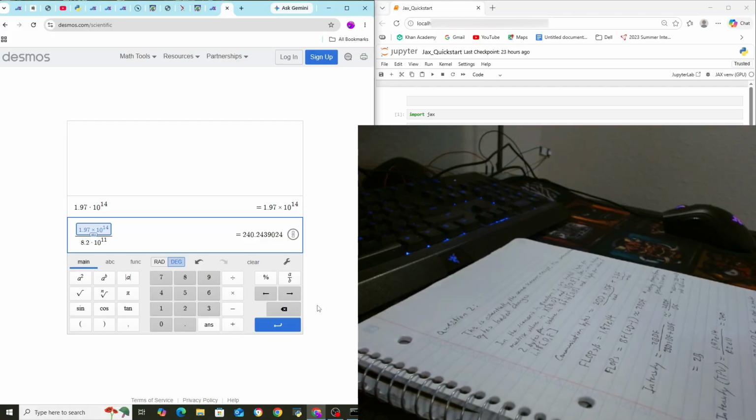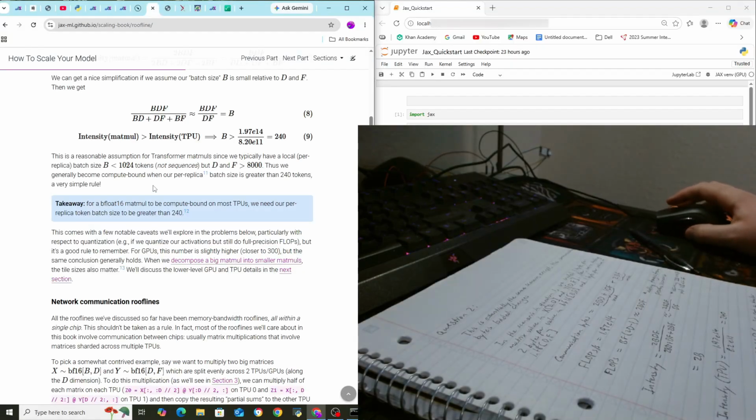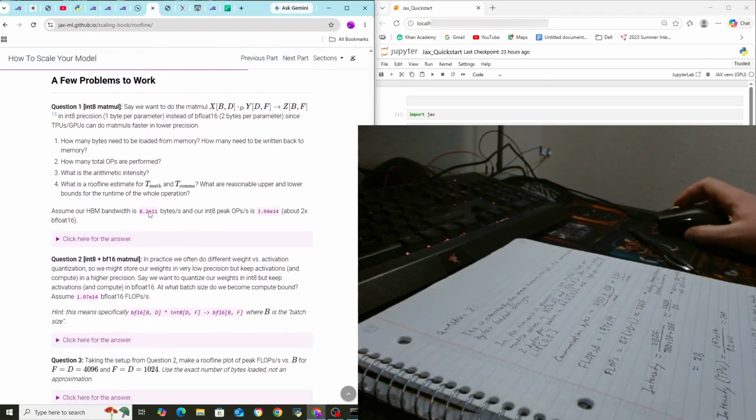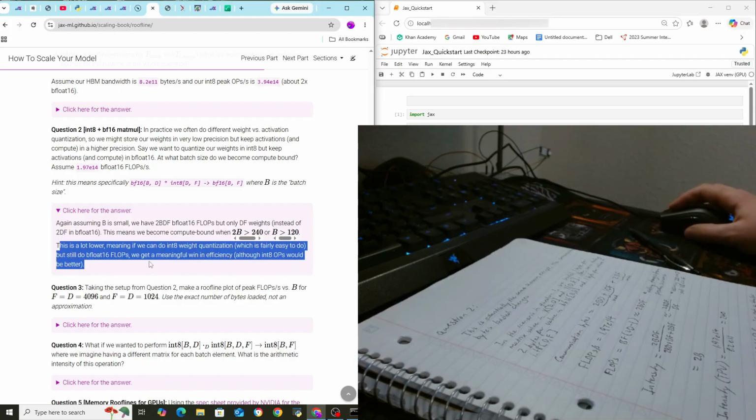And B is greater than 120. Alright, well, let's see what the answer says, if they validate our assumptions or not. They want something better. Yeah, it's the same thing. Again, assuming B is small, we've got only DF weights. This is compute bound, same thing. So a lot lower, meaning if we do int8 weight quantization, which is fairly easy to do, but still do BF16 floating point ops, we get a meaningful efficiency win, though int8 ops would be better.